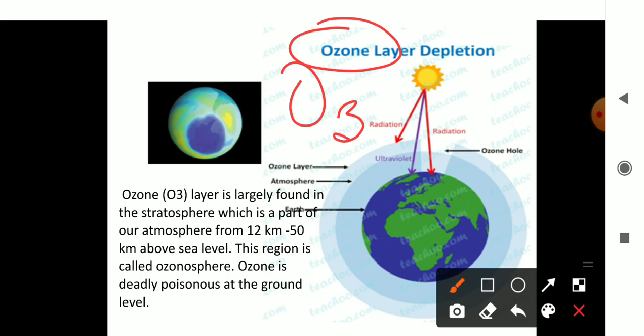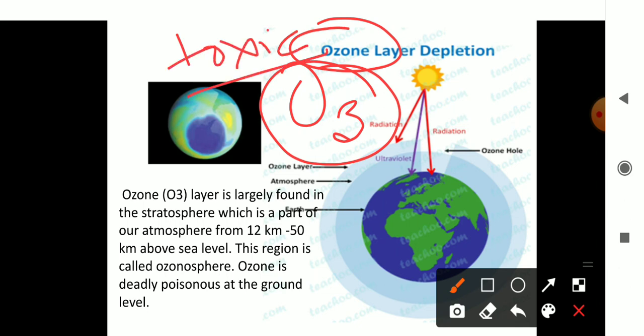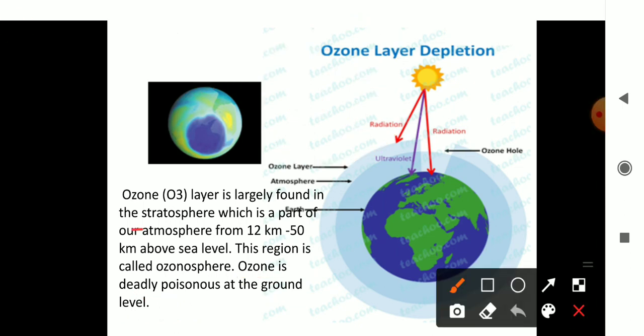Ozone is triatomic oxygen, and this triatomic oxygen, or ozone, is a highly toxic gas. It's highly poisonous if it is present in the lower levels of the atmosphere. But thankfully, ozone is not stable at ground level; it is more stable in the stratosphere. There it forms a thick layer, 12 to 50 kilometers above sea level, and that thick layer of ozone is called the ozone layer or ozonosphere.